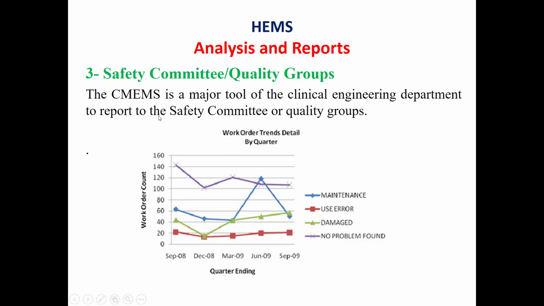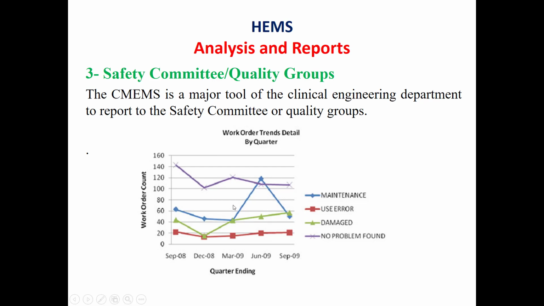Another type of report generated by the Computerized Medical Equipment Management System is for the Safety Committee or Quality Groups. Now we'll see two types of reports generated for them. The first one will be general, concerning the work orders generated, the reason behind them, and the analysis during a 4-month period. Then we will have another report which shows the number of work orders generated for specific devices, which will be more useful.